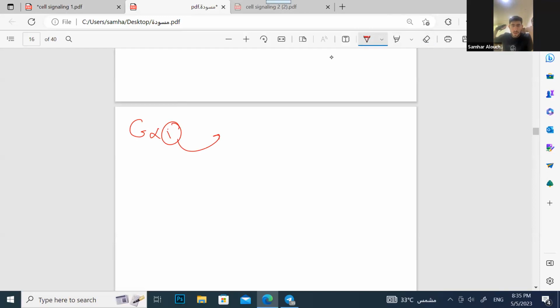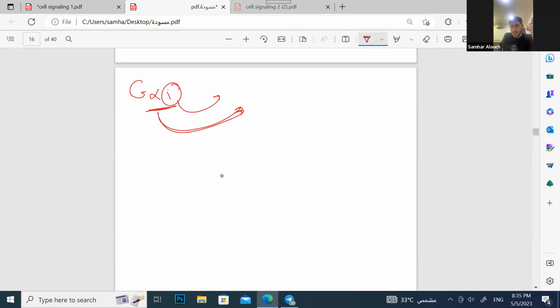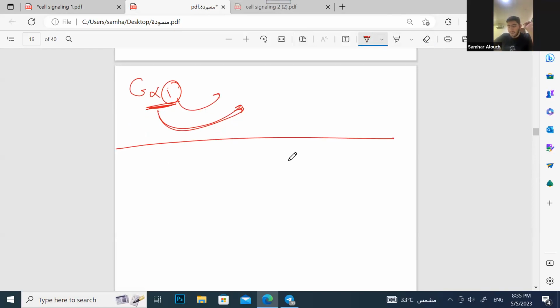So we have G alpha I that goes and inhibits adenylyl cyclase, and it inhibits the whole thing. So this is the 5th way of inhibiting. G alpha I goes and inhibits adenylyl cyclase, and we don't have any action anymore. Okay, and that's G alpha I. Now we will talk about the phospholipase C pathway.